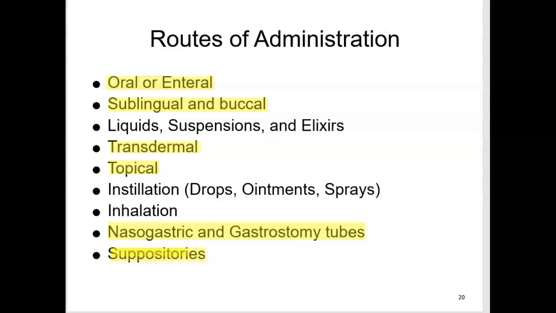This recording will briefly cover routes of administration. I'm not going to lecture on each route, but I want you to study them on your own. And I have highlighted the routes that I want you to be responsible for at this time.